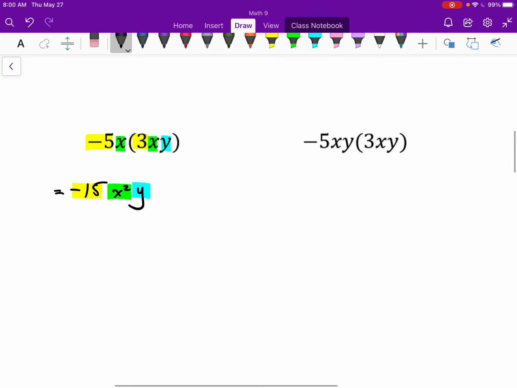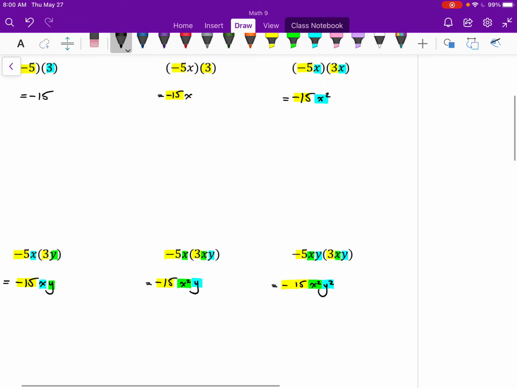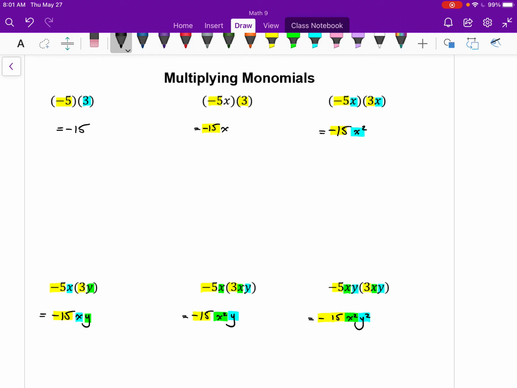And finally, last one of these similar examples. Negative 5 times 3 is negative 15. And in this case, I go x times x, which is x squared, and then y times y, which is y squared. So hopefully, as we look at all 6 of these together, we realize there's a nice progression between them. In the end, when you're multiplying, you can multiply in any order you want. And so we tend to multiply the coefficients first and then different variables together.